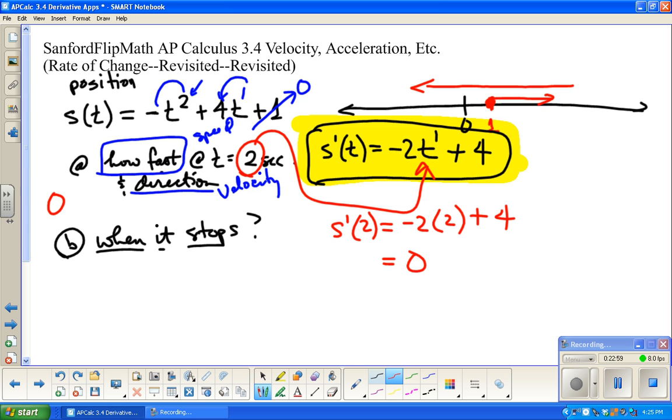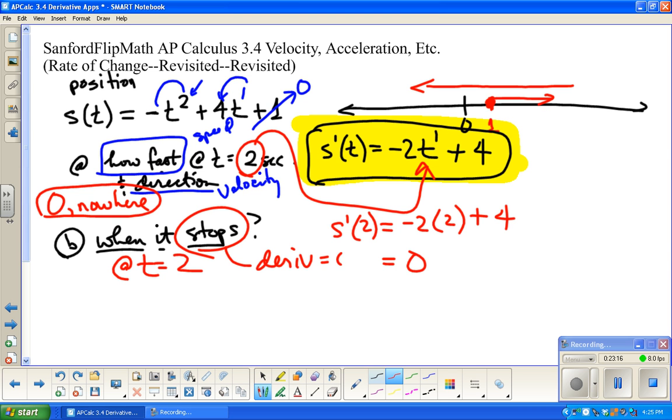What direction is it going? Nowhere. Yeah, that's the technical term for it. It's not moving. When does it stop? At time equals 2. Okay, so it stopped when the derivative equals 0. Now, you can tell I didn't plan this in advance because that was just too cute.